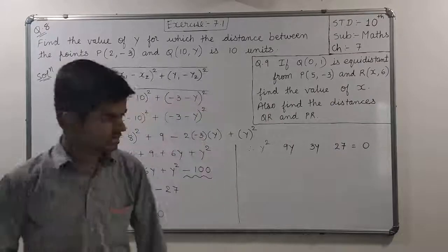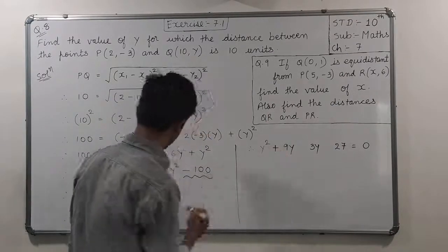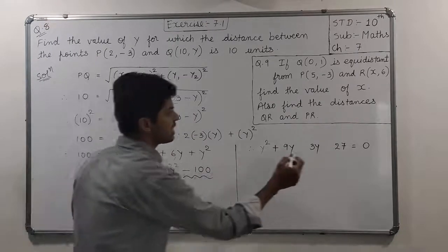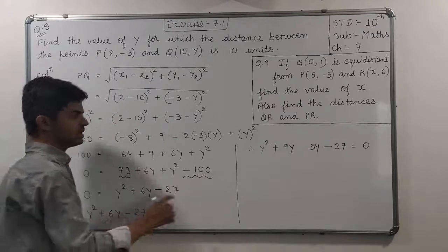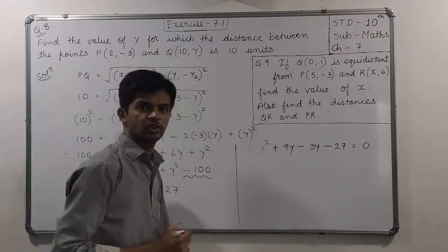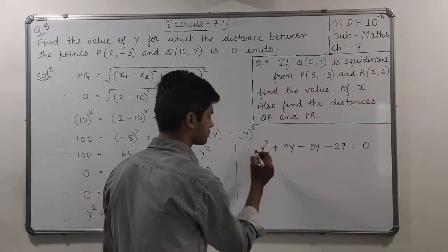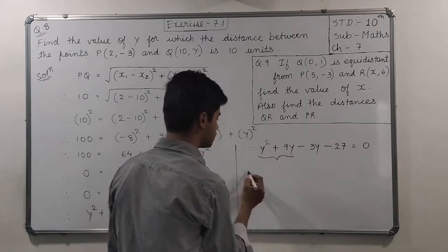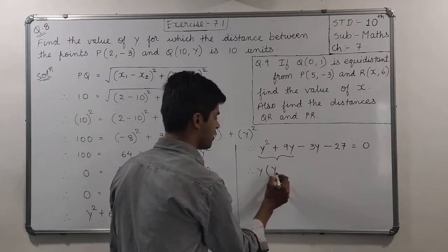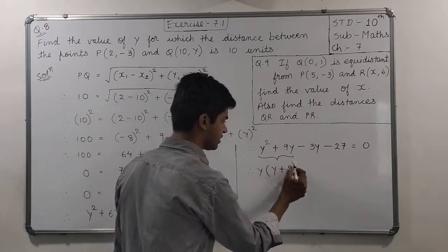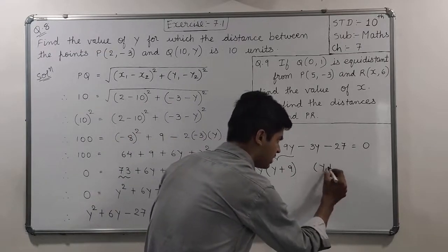Now let us put the sign. After y square which sign is there? Plus. Before 27 minus. And यहाँ पे between क्या आएगा? Plus minus minus. Understood? Now from this only you have to take common. So take common from this first two terms. So y common. So bracket में क्या आएगा? Y plus 9.